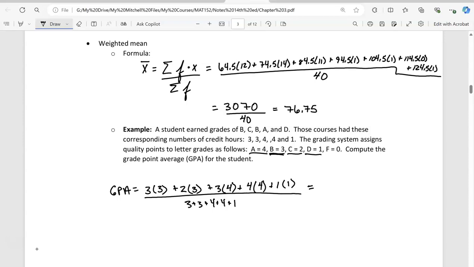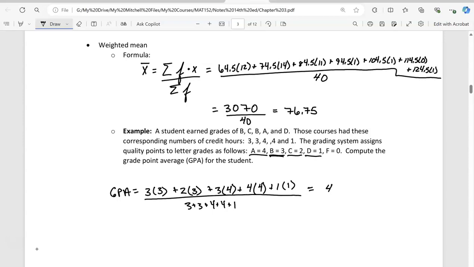If I add up that numerator, I'm going to do that in my calculator off to the side. I got 44. If I add the bottom here, I'm going to get 15. So that's going to give me a 2.93 for my GPA for that semester.